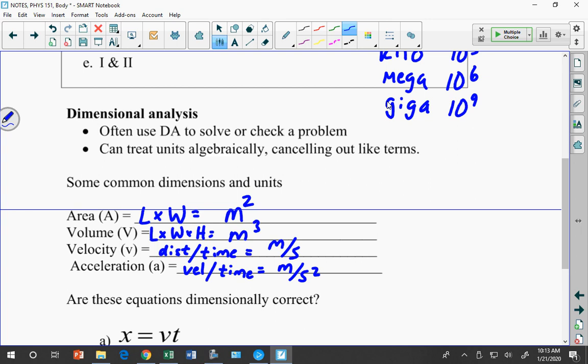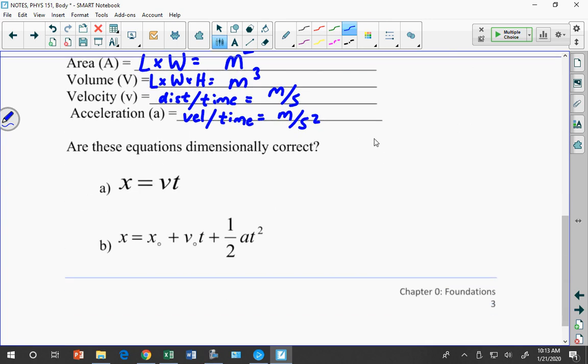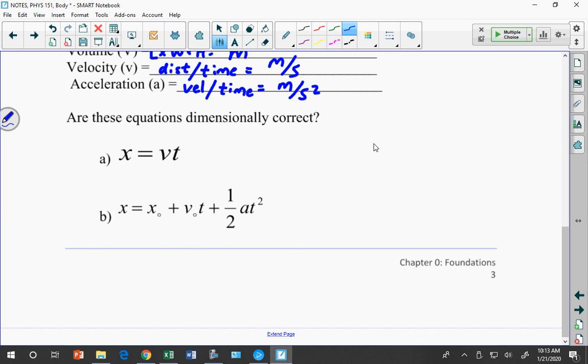We'll get more into those in the first chapter, the velocity and the acceleration especially. But just for now, I want you to know the units for these: area, volume, velocity, and acceleration, to help us do these dimensional analysis problems. So I'm going to give you some equations, and I want you to tell me if they're dimensionally correct or not. And I'll help you with this first one, and I'll give you 3. I want to know, are these equations dimensionally correct or not?